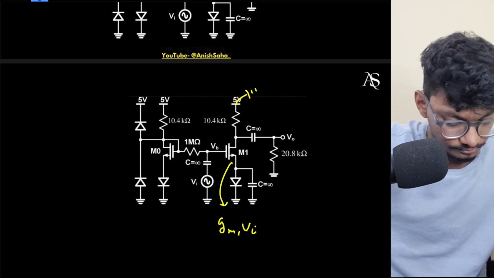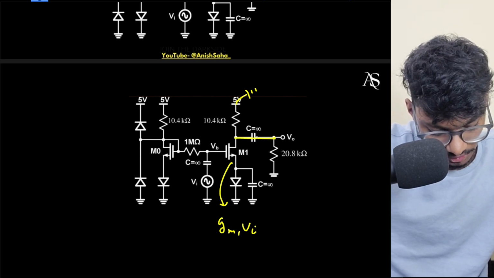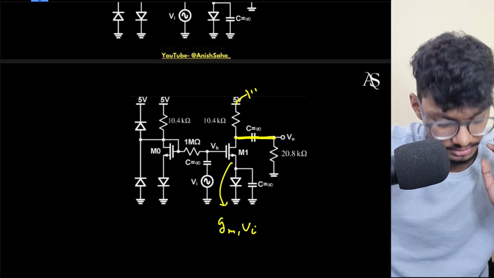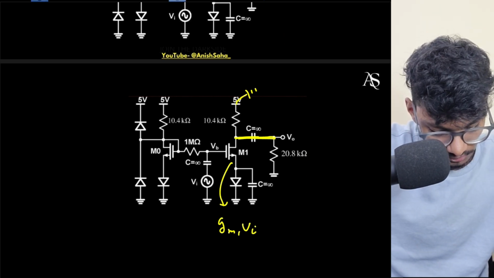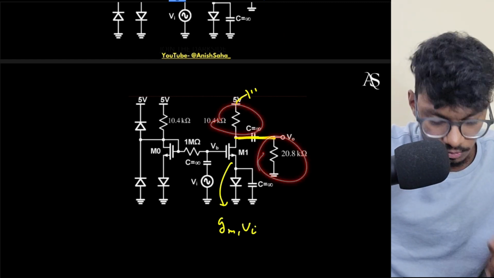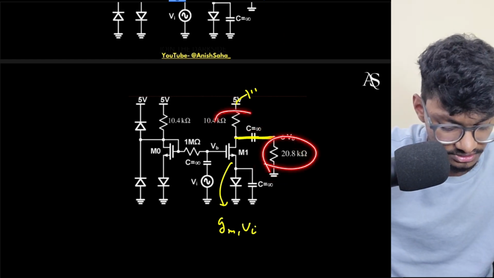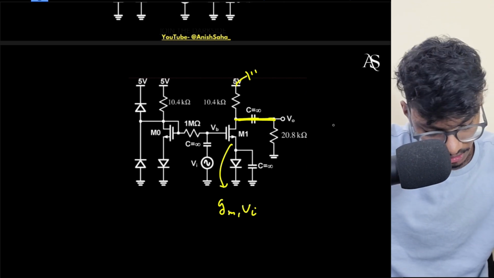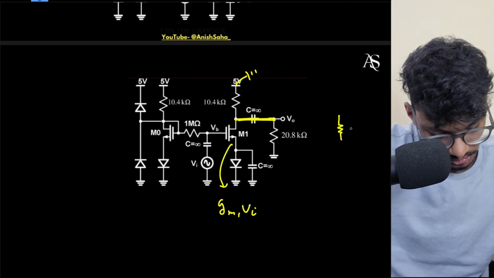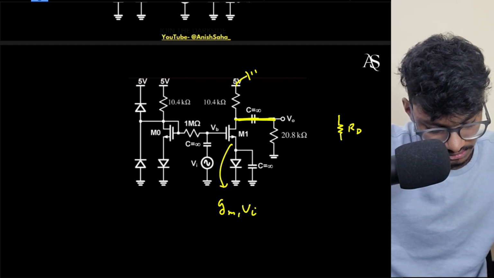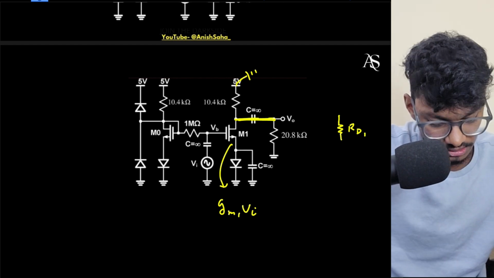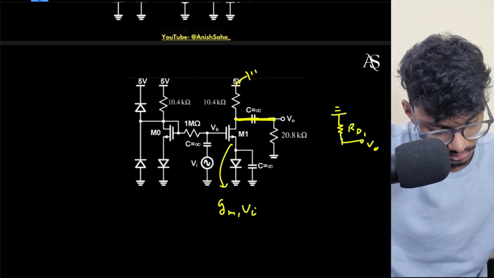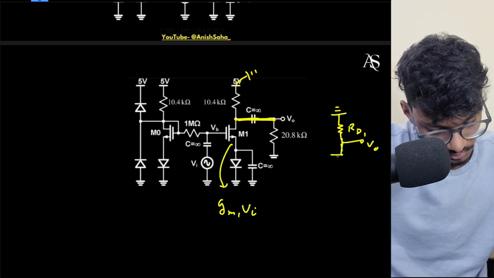So what will happen? This is the same point, right? This will be just a short, because capacitance infinity means it will provide 0 impedance. So this impedance and this impedance will both be parallel with each other. So what will be the equivalent of this? I will just draw the circuit. This will be RD, that is RD1, connected to the drain, and my VO is somewhere here. Okay, and this is the MOSFET.